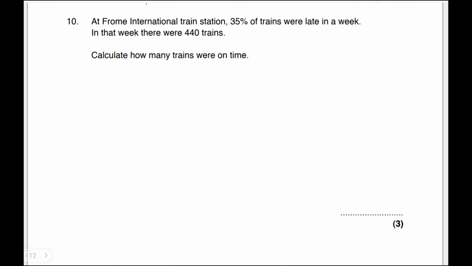At the international train station, 35% of trains were late in a week. In that week, there were 440 trains. So calculate how many trains were on time. So if 35% of the trains were late, it simply means that 65% of the 440 trains were on time.